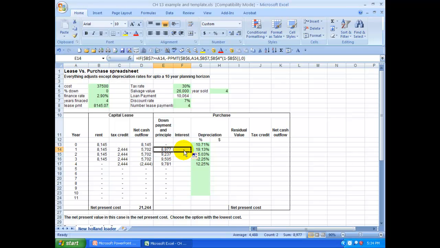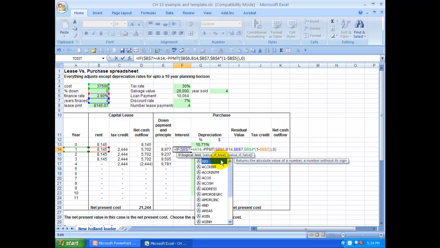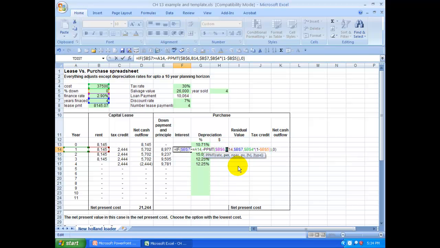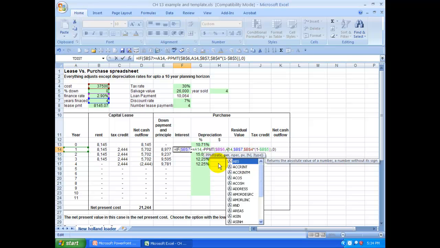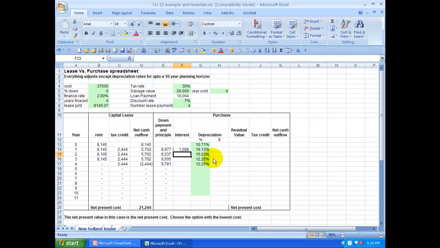To do our interest, you can retype it in just the same way as we did the principal, but we need IPMT. I copied it over, and now I'm going to fix it. So as you can see, this B14 should have been A14. When I copied it over, it turned it into a B. So I just make that an A, and that's in 2 places. And then the other thing that I need to do is, instead of PPMT, I want an IPMT so I can do the interest part of it. And that fixes it. And so now I've got my interest, and I can copy that all the way down.